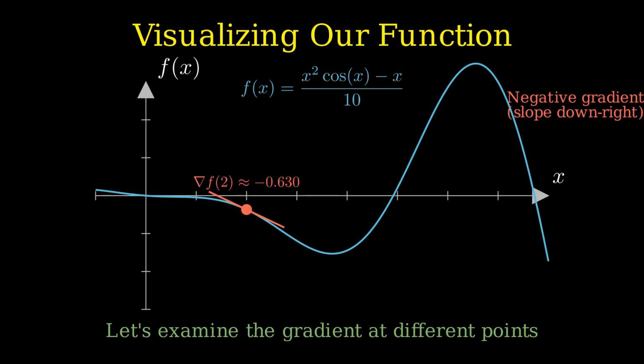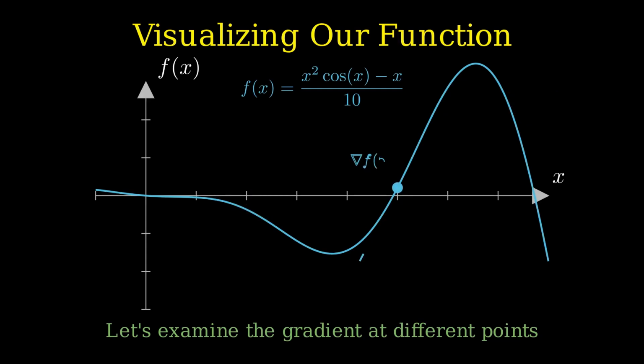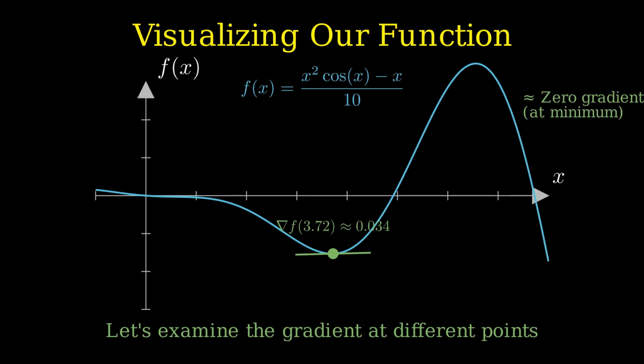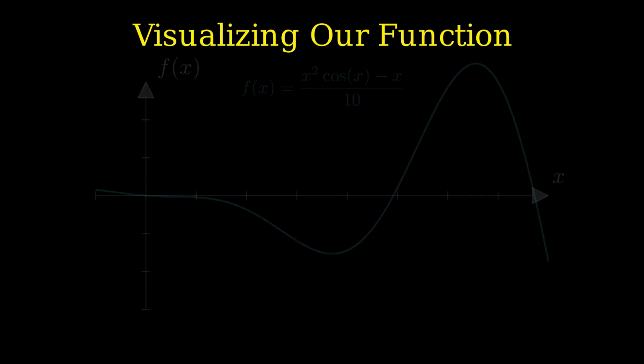Here at x equals 2, the slope is negative. That means the curve is slanting downward to the right. In gradient descent, this would tell us to move rightward toward a smaller value of f(x). At x equals 5, the slope is positive, the curve rises to the right. So the algorithm would move leftward, again heading toward a lower point. And around x equals 3.72, the slope is almost 0. That's a flat region, a valley bottom, meaning we've likely reached a local minimum.